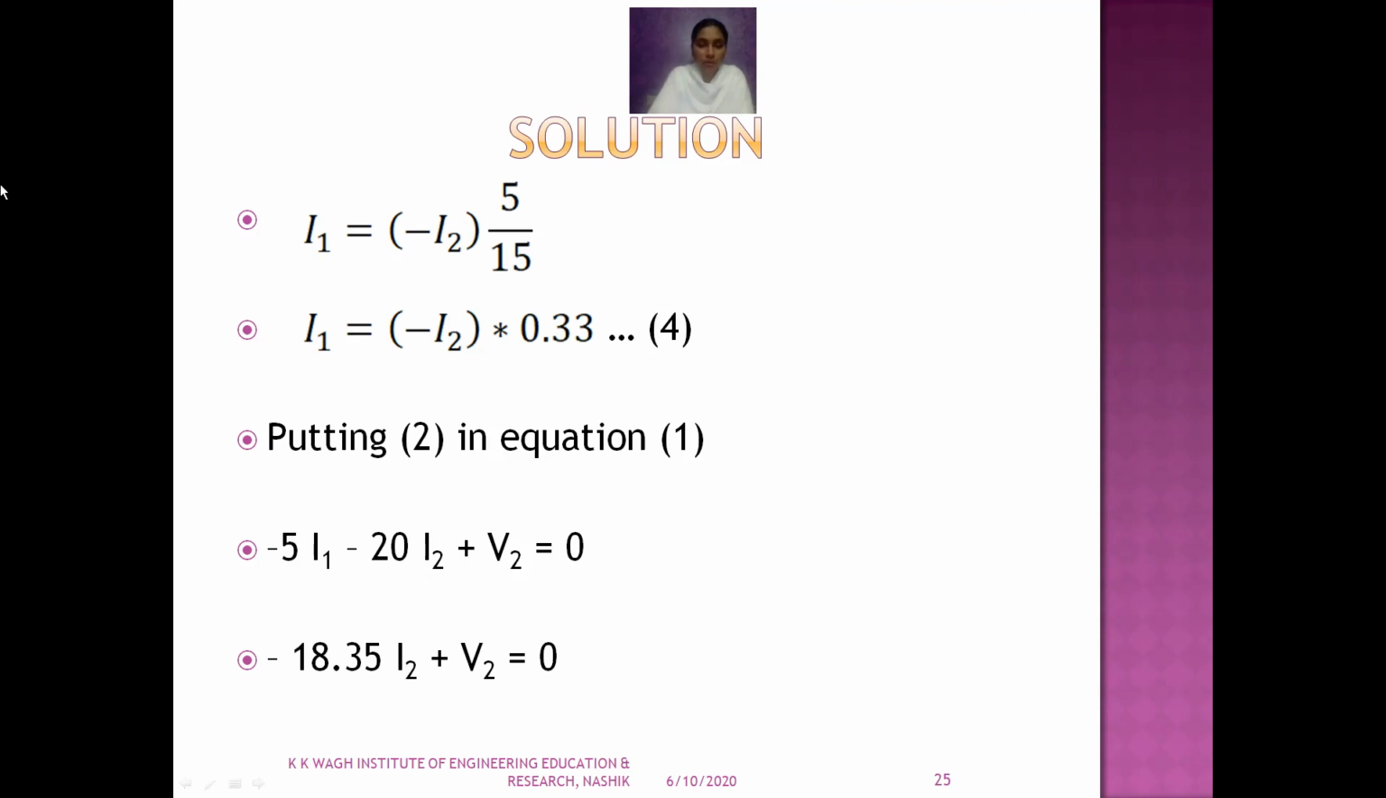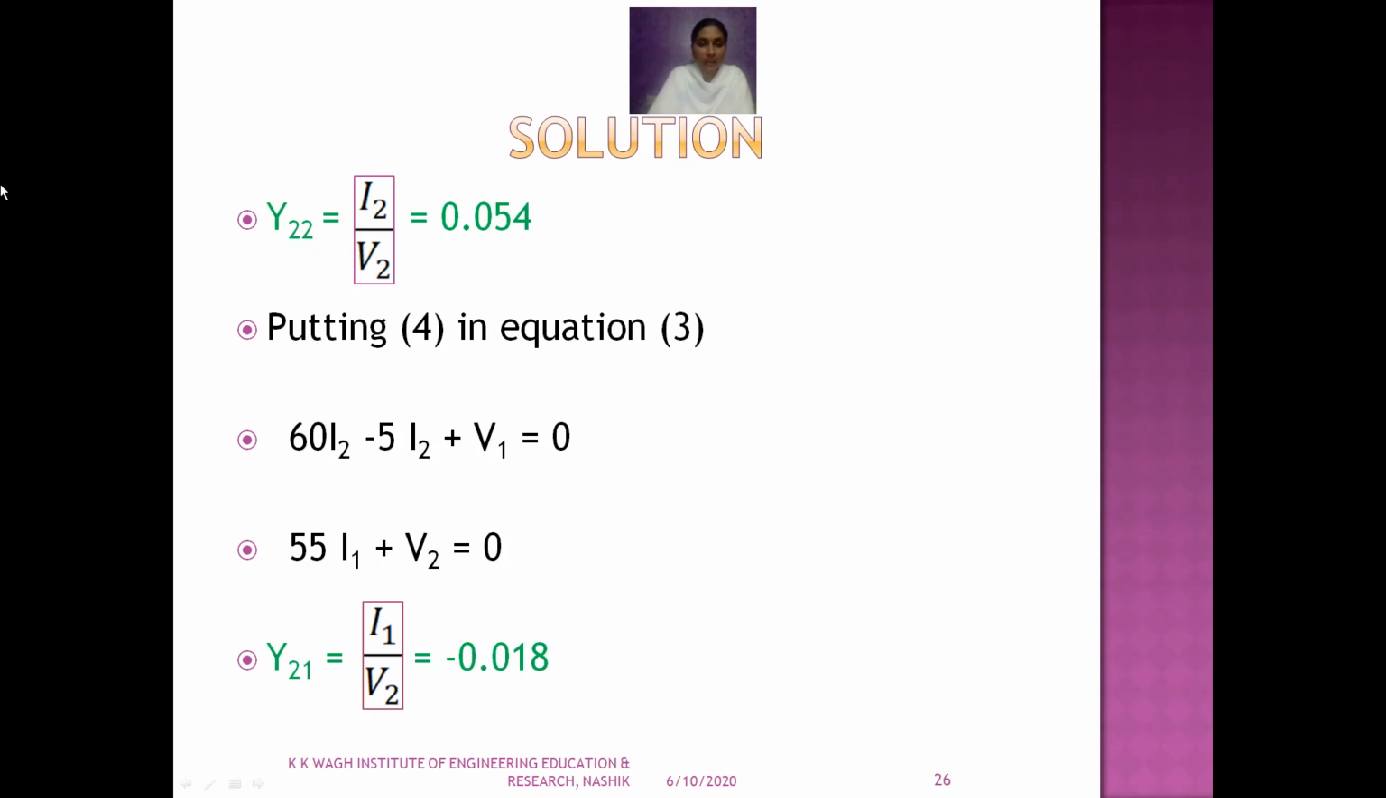What will I obtain when I put equation 4 in equation 3? First I will replace I1 by I2, so the equation will be in terms of V2 and I2. Putting I1 in terms of I2, I am getting minus 18.35 I2 plus V2 is equal to 0. That is, Y22 is equal to I2 upon V2, which is equal to 0.054.